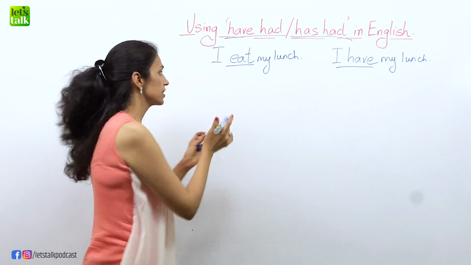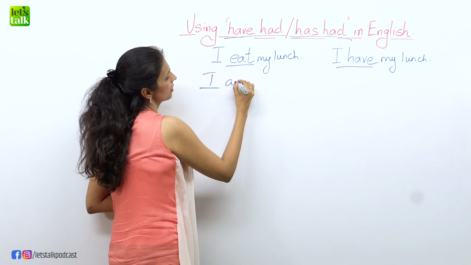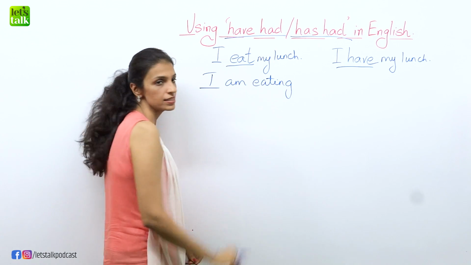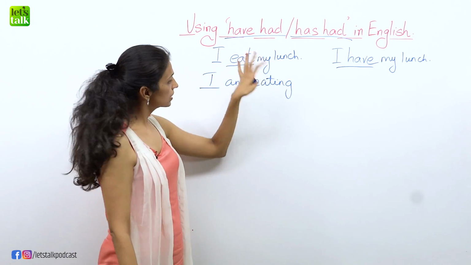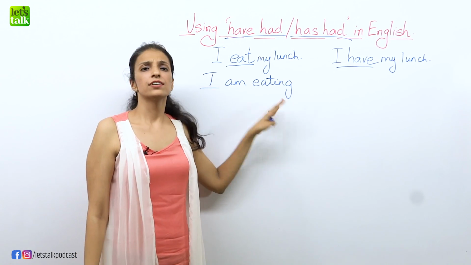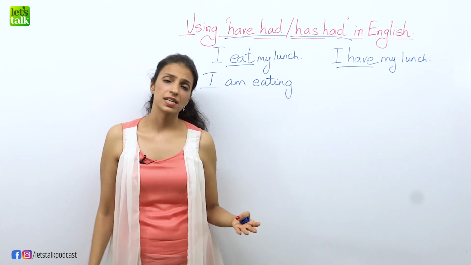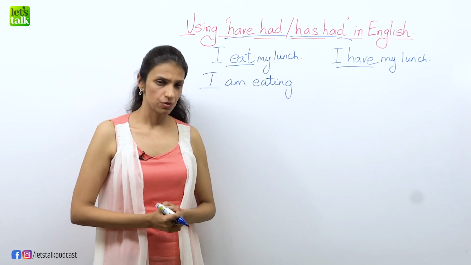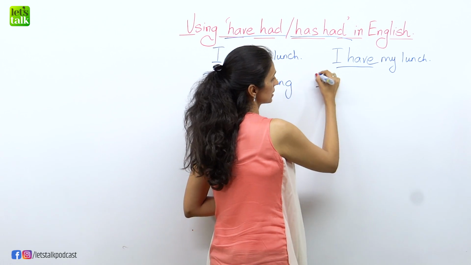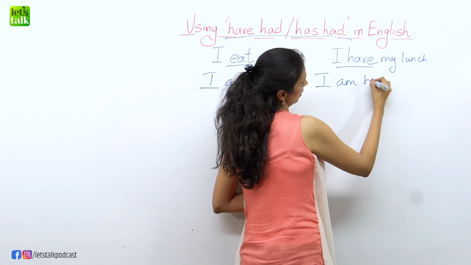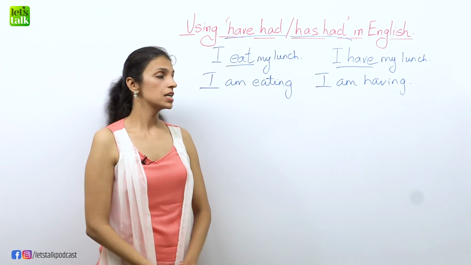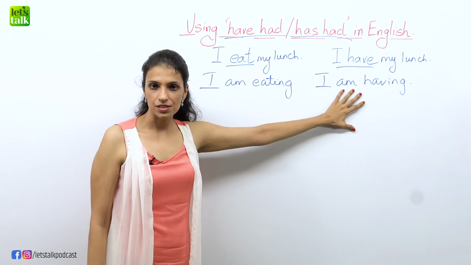Now supposing I put it in the continuous, you get I am eating, where eat goes into the ing form and you have a supporting verb. This is your present continuous. Now instead of saying I am eating, I can also say I am having my lunch right now, where have is replacing eating. I'll call you later. So this is what I do in the present continuous.